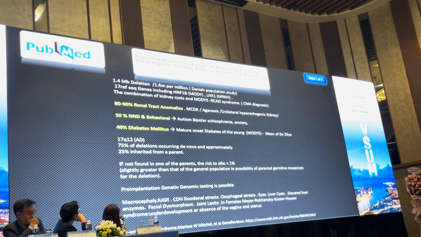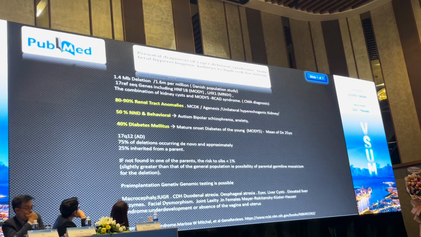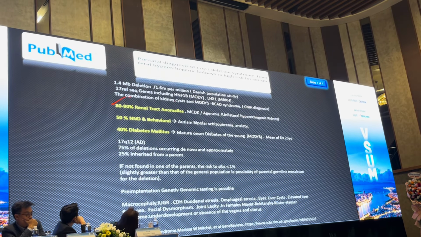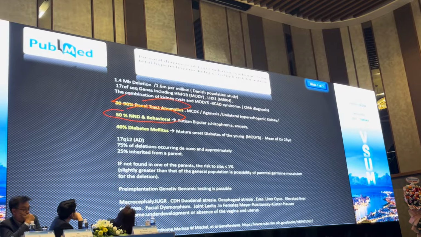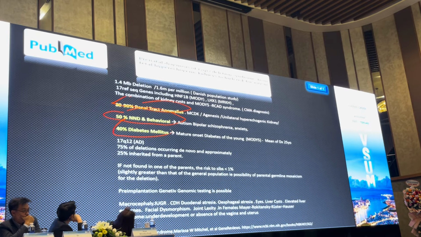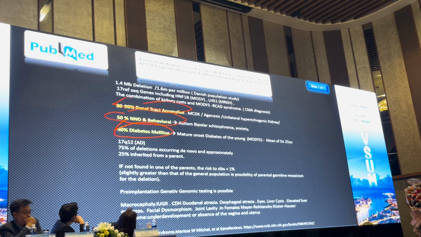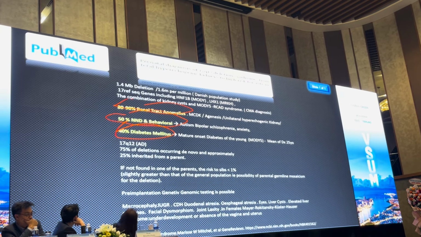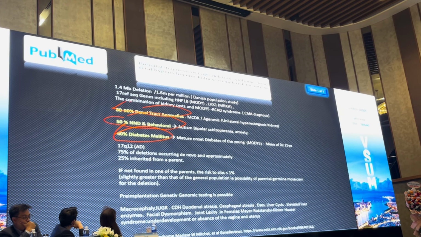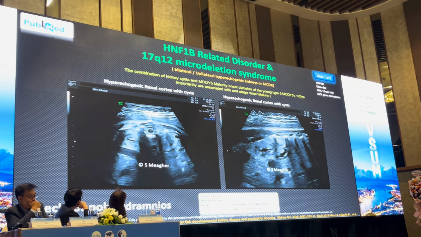So in this condition, what you are faced with is babies who will have renal tract abnormalities. They also have later in life developmental delay, behavioral abnormalities, and 40% of these children develop MODY, which is maturity onset diabetes of the young. An important diagnosis to make because there are implications beyond the kidneys when you make these diagnoses. So how are you faced with it?